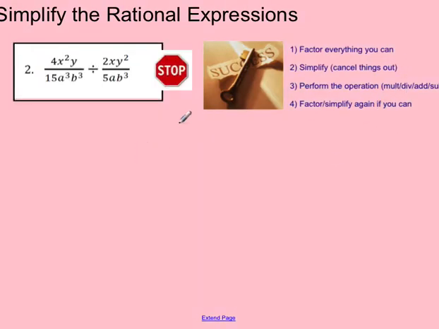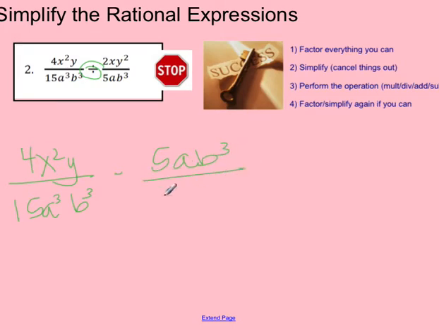Example 2, when I look at this, I see it's division. So in order to divide, we multiply by the reciprocal. So in this case, I'm just going to rewrite. So I have 4x squared y all over 15a to the third, b to the third, times 5ab to the third over 2xy squared.